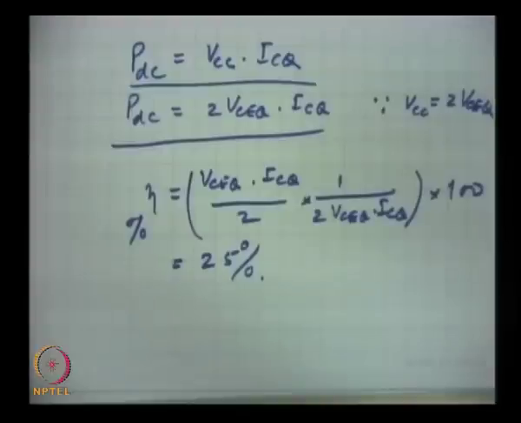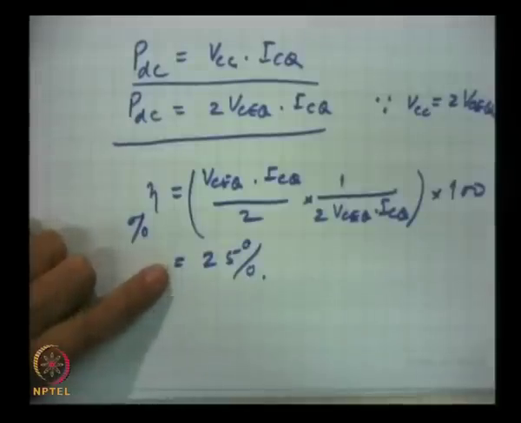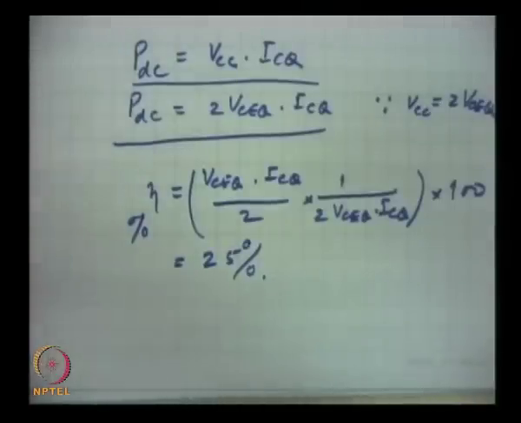Conversion efficiency in class A operation, RC coupled. The circuit which we took in the beginning is an RC coupled circuit, and for the RC coupled class A amplifier, efficiency is 25%. That means for getting 10 watts of power in class A operation, we will have to supply 40 watts of DC power. Mind it, this is the best possible, for the optimum design.